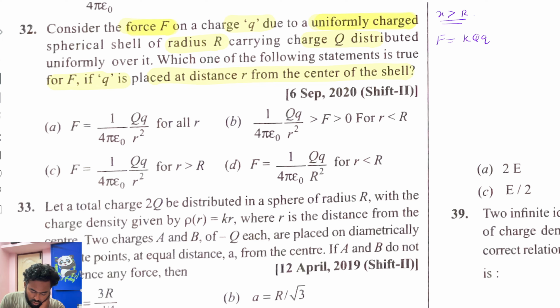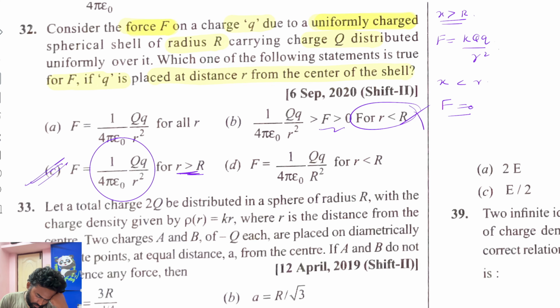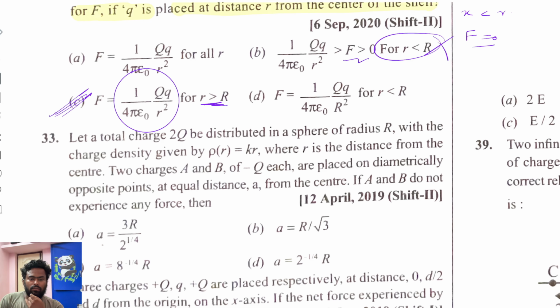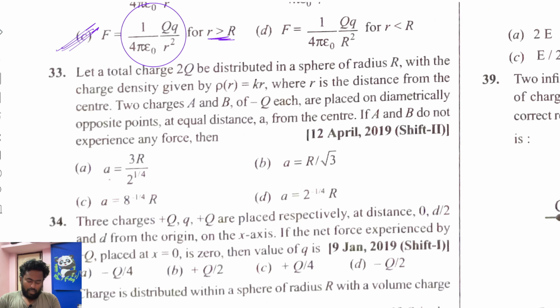K capital Q small q by R square. For x less than the radius, the force should be 0. K capital Q small q by R square for r greater than R. Okay, C option. F greater than 0, no. So which option is there? C option. It's like a bonus mark question. You can simply solve it without doing anything. Next question.